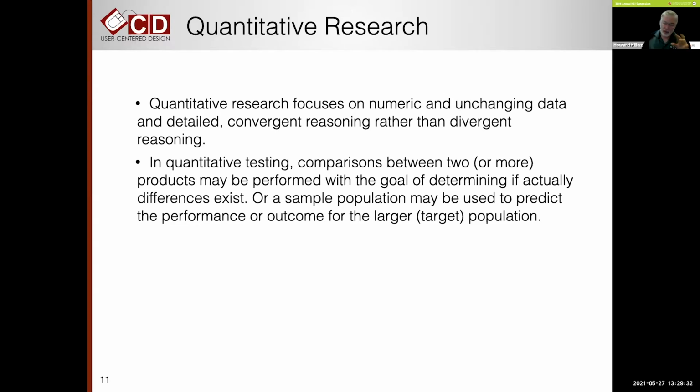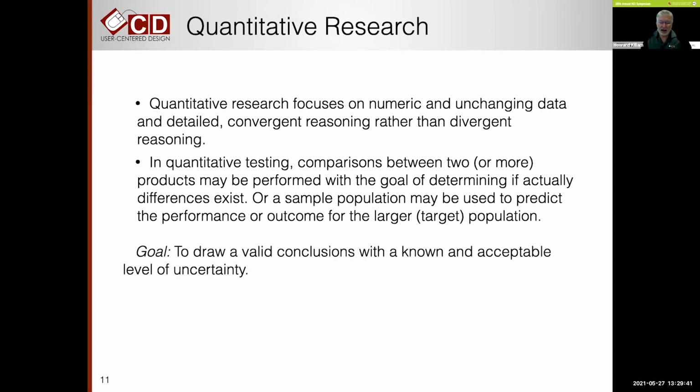If you want to take a small population and then project how the total population might perform, you're going to have to do that in a quantitative way. And so the goal of quantitative research is to draw a conclusion that is valid and that has some known or acceptable level of uncertainty, because we're never certain. Okay. So a trivial example, from my class: if I'm teaching a group of students at a university, and I say, I'm curious to know what the average height of people in the university is, the only way to know that for certain is to take everybody at the university that day and measure their height and average it.